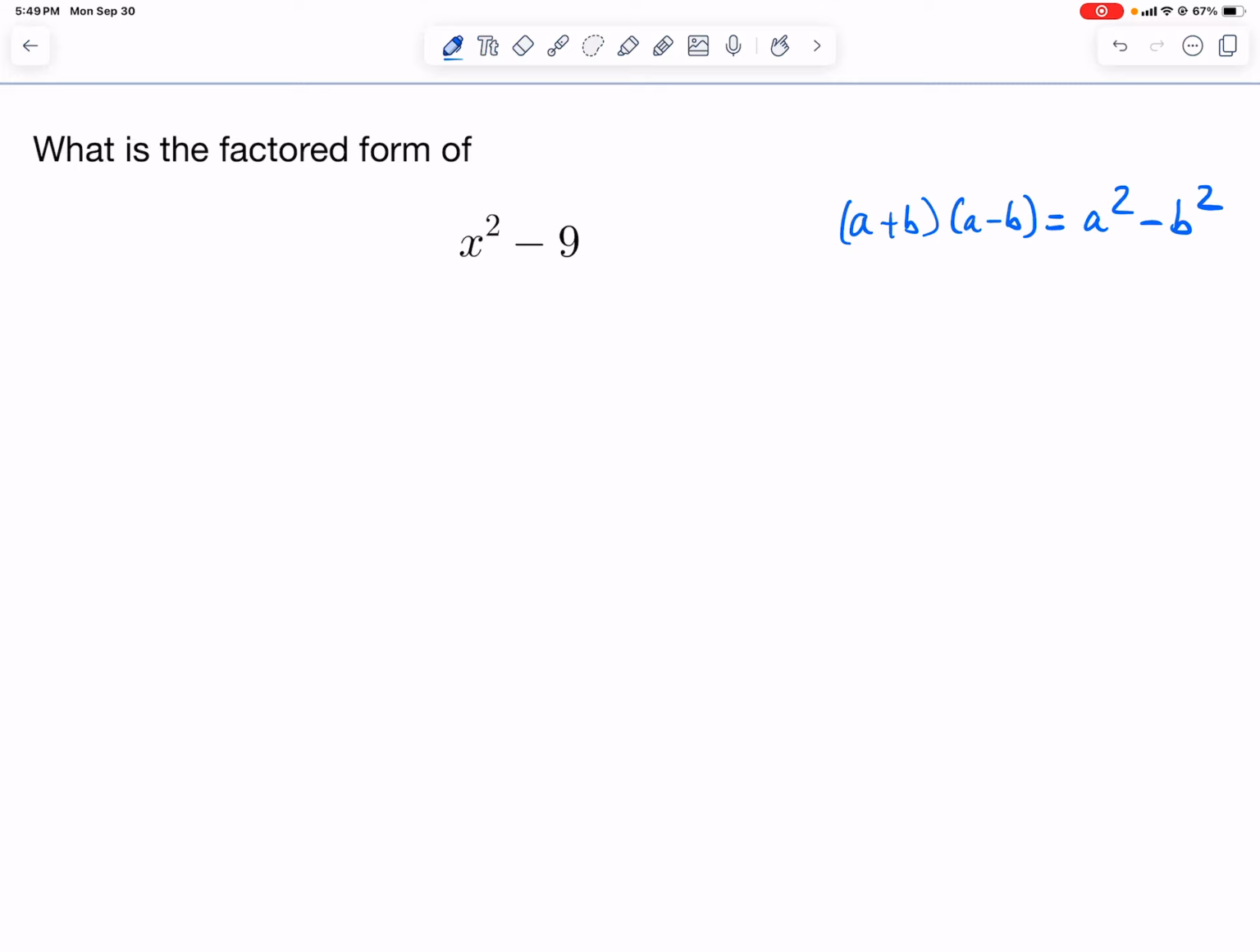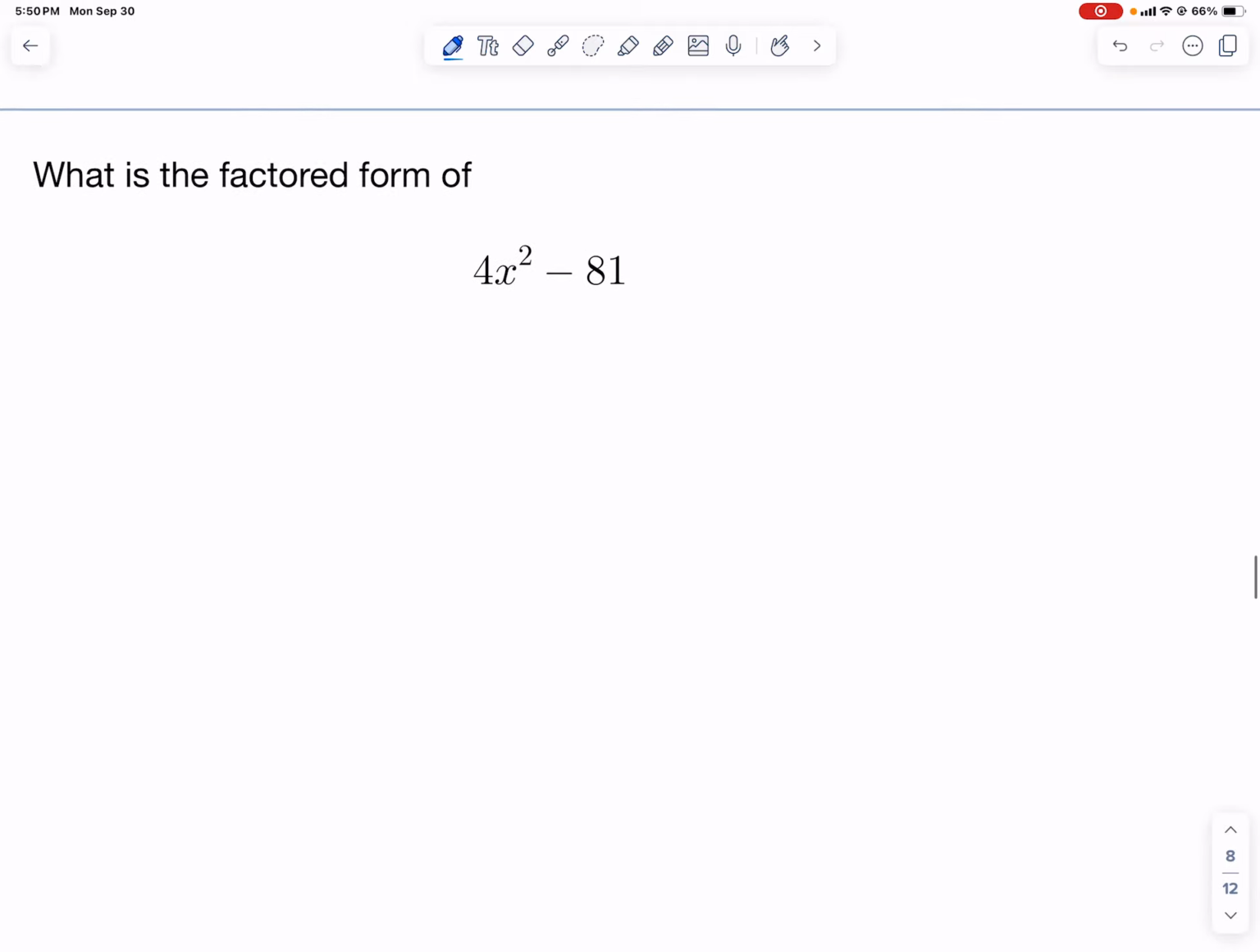So let's go ahead and identify my a. My a is just going to be the square root of x squared, which is x, and then my b is the square root of 9, which is going to be 3. So now that I know my a and my b, I can automatically put this in factored form. So this is going to be x plus 3 times x minus 3. So that is the factored form of x squared minus 9.